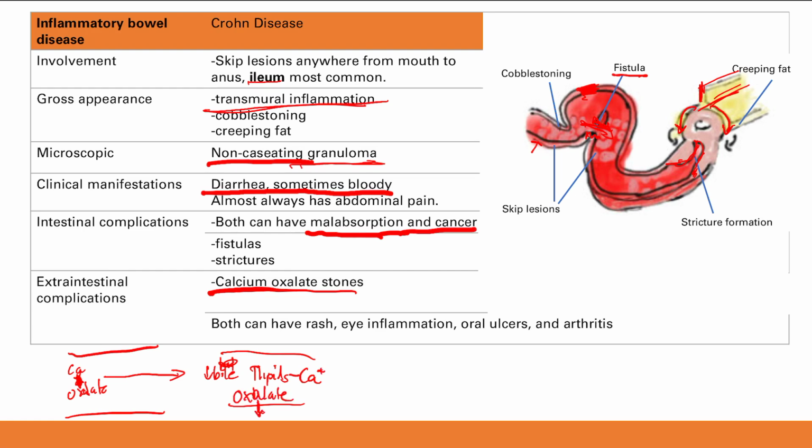Oxalate will be absorbed now because it's not forming a complex. Oxalate will be absorbed into the bloodstream, and then it's going to go into urine. And now you have oxalate in your urine, and oxalate is going to precipitate with whatever calcium is in your urine, and you're going to get stones. Let me repeat that. Normally, calcium binds to oxalate.